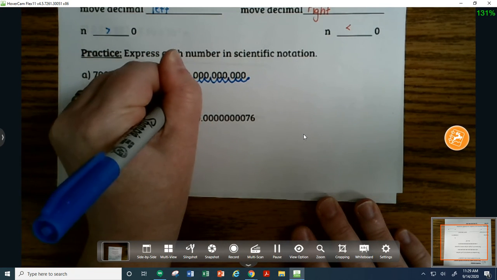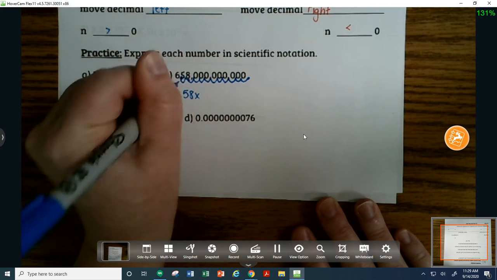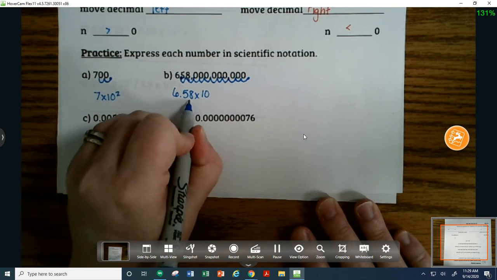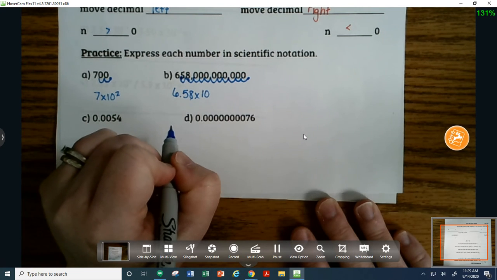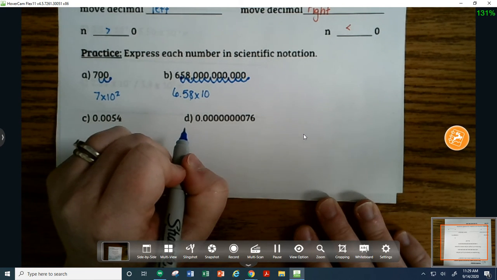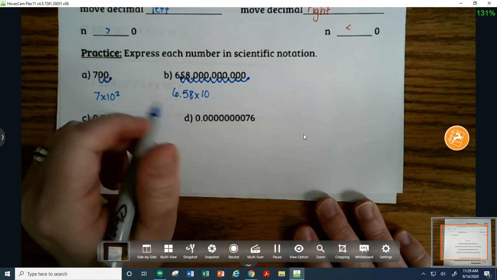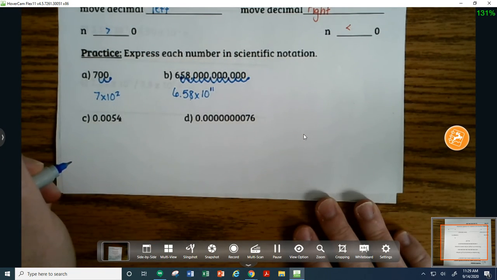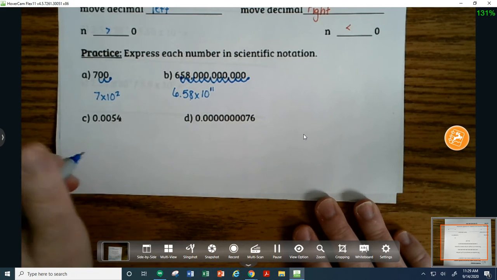So it becomes 6.58. Our goal in scientific notation is to not write all of those zeros out, so we can eliminate those. I'm just writing in my non-zero digits, so the 6, 5, and 8. And this is going to be times 10. And again, how many times did you move it? It should be 11 times. So it's positive because it's greater than 0.